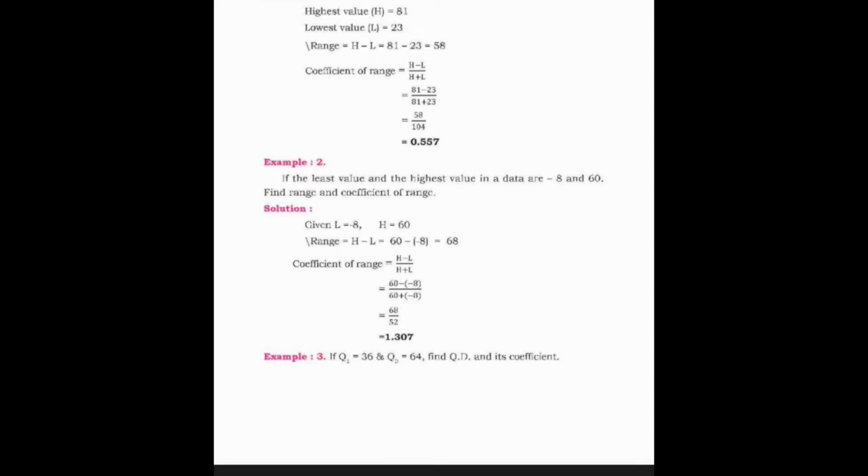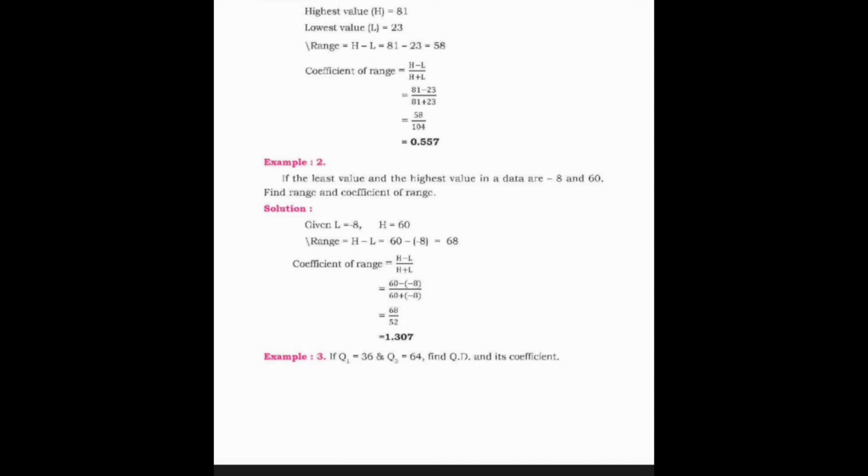Then you have to take the highest value and the lowest value. 23 is the lowest value and 81 is the highest value. Then you calculate the range, which is H minus L, that is 58. Then the coefficient of range is H minus L divided by H plus L, that is 0.557, which is the answer.